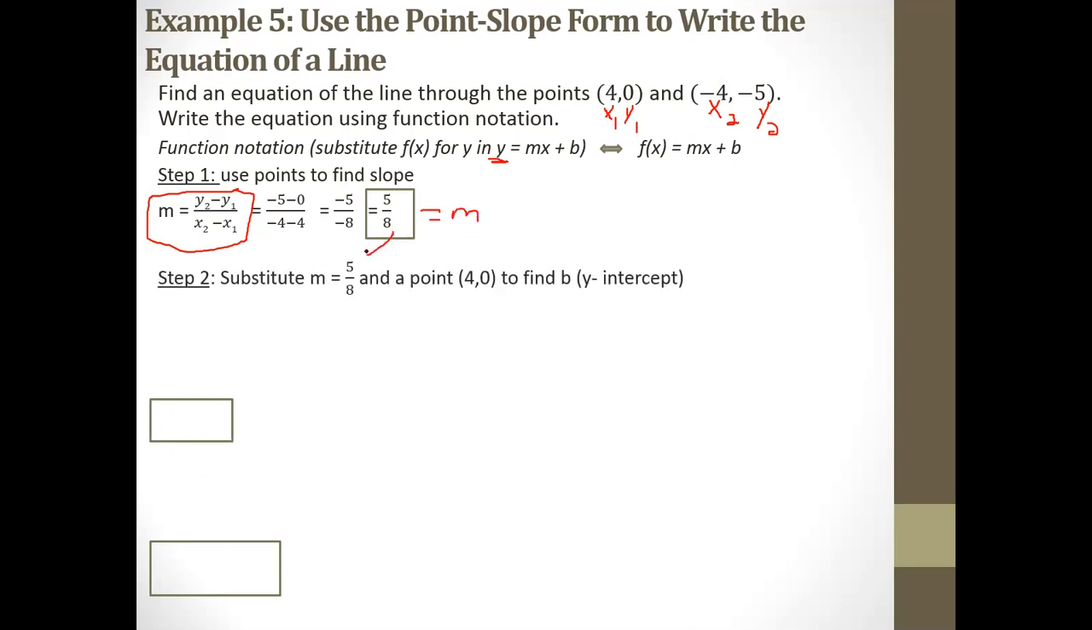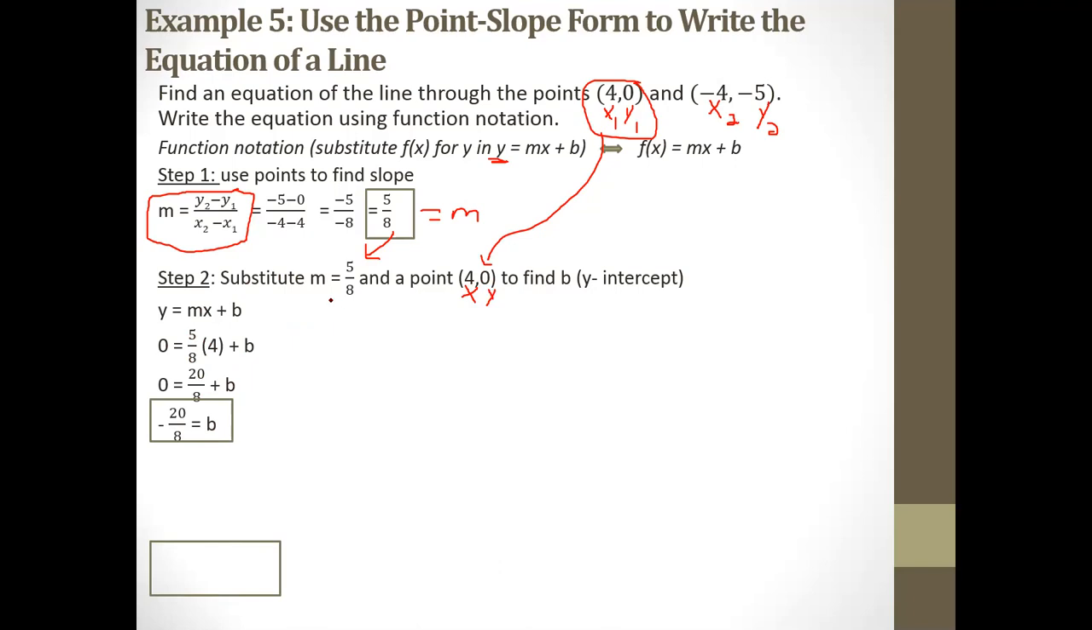Now we're going to use that slope we just found, 5/8, and one of the points. We use the first point. It doesn't matter which point you choose. Now we're going to use those two to find the y-intercept. So using our slope-intercept form of the equation, y equals mx plus b, we're substituting our slope 5/8 and the point (4, 0), so substituting 0 for y and 4 for x. We'll simplify here. 5/8 times 4 gives us 28. And now we're just going to subtract 28 from both sides. We'll get b equals negative 28.